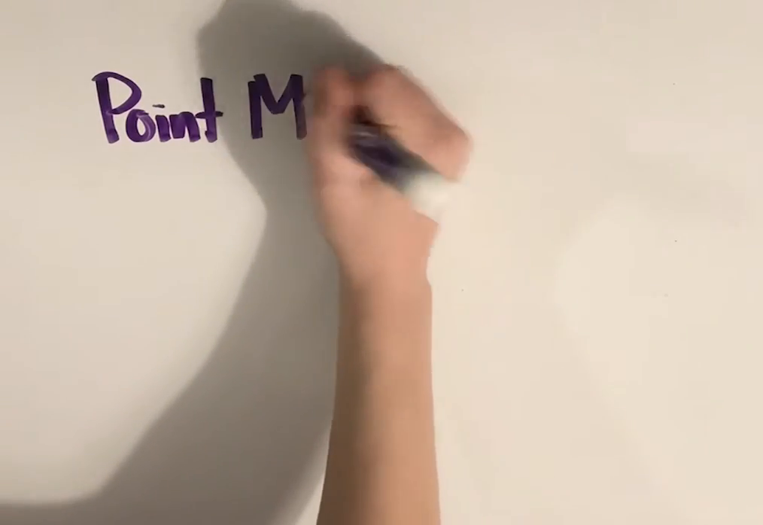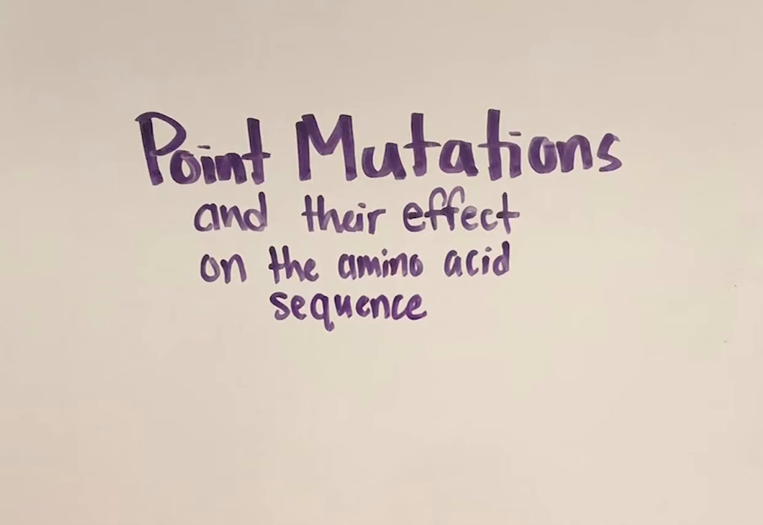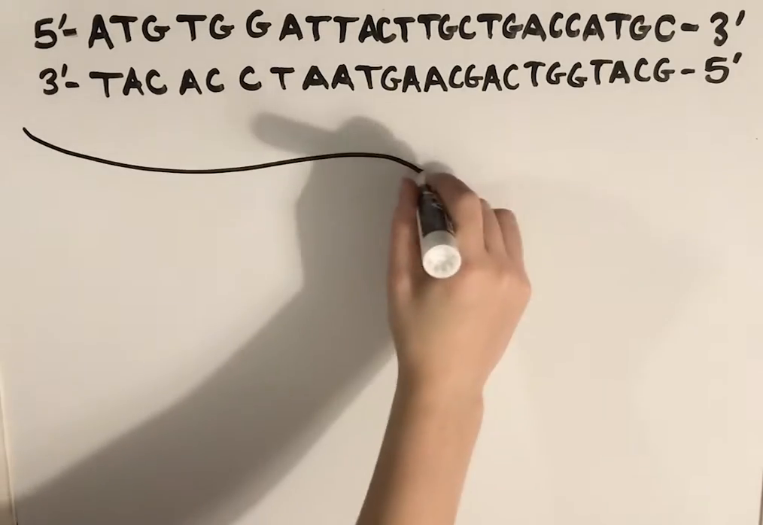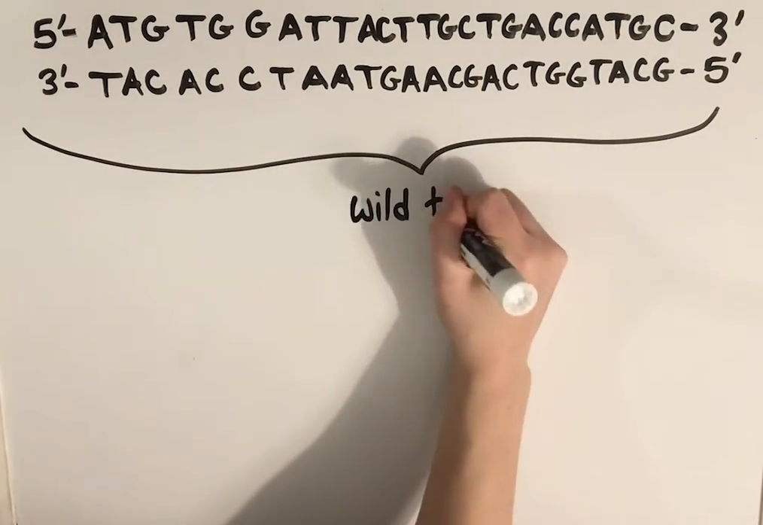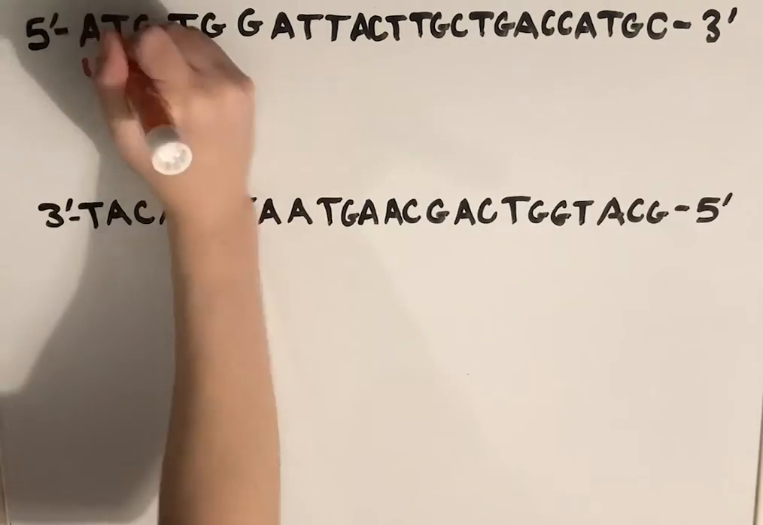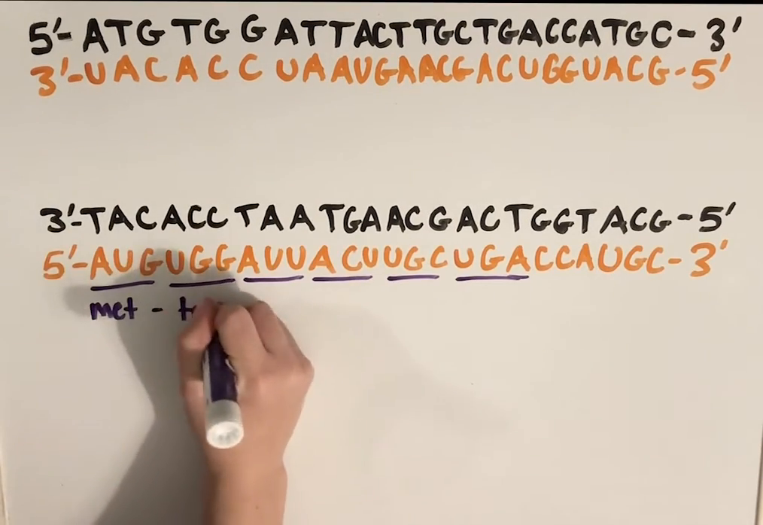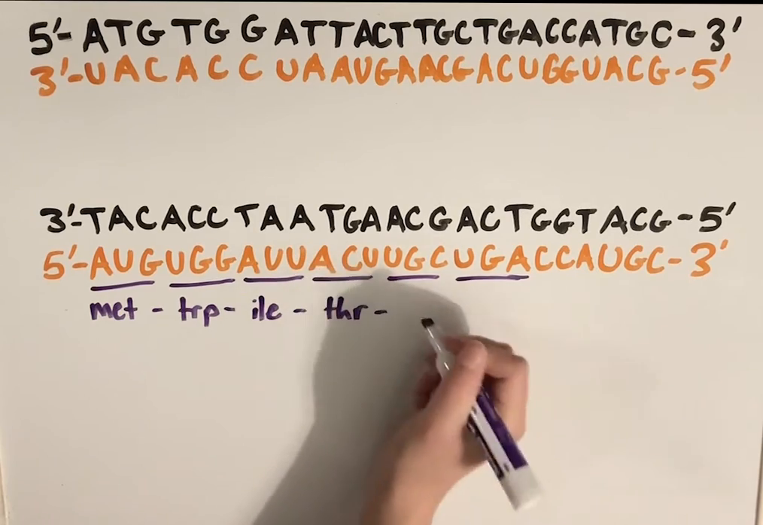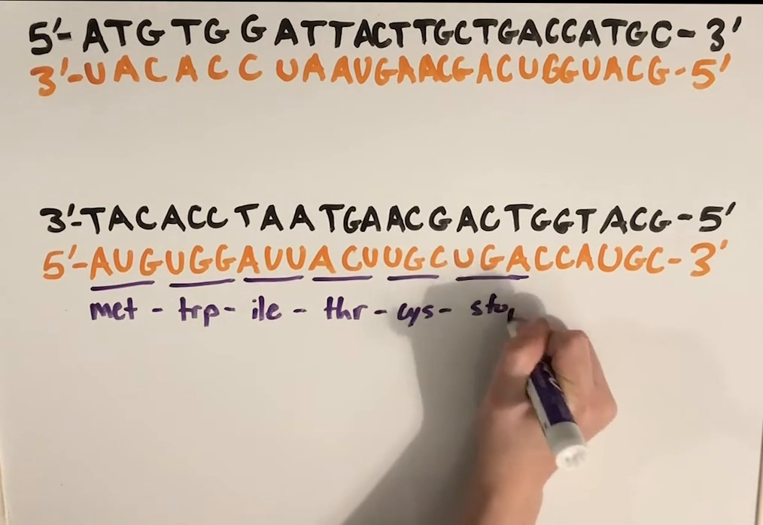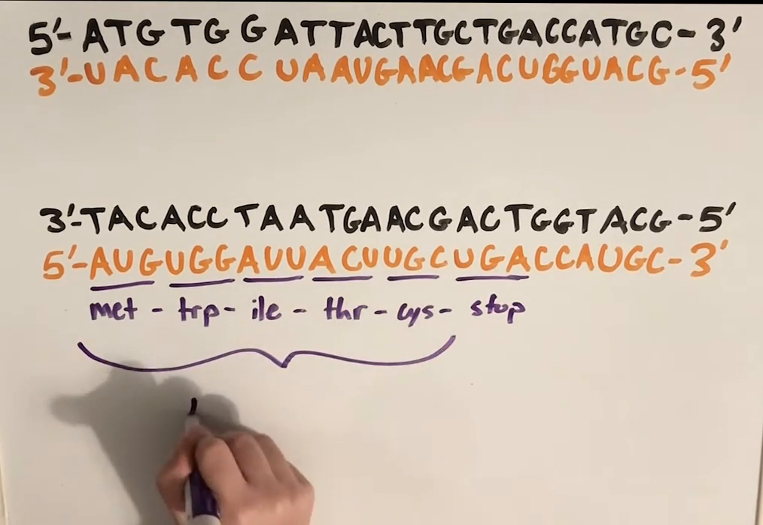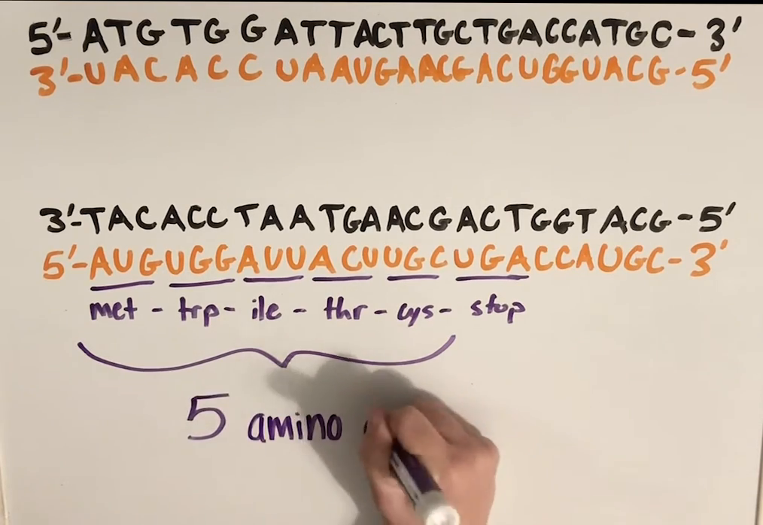Hello, today we are going to take a look at how point mutations in DNA affect the resulting amino acid sequence. First, we have to find the region of DNA that codes for our 4 amino acid long sequence. For the 3' to 5' DNA strand, the resulting 5' to 3' mRNA strand would code for a 5 amino acid long sequence. Since we only want 4, we need to look at the other strand.